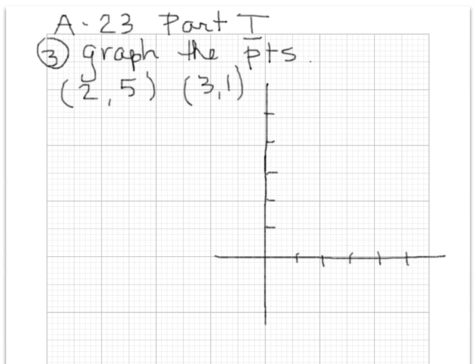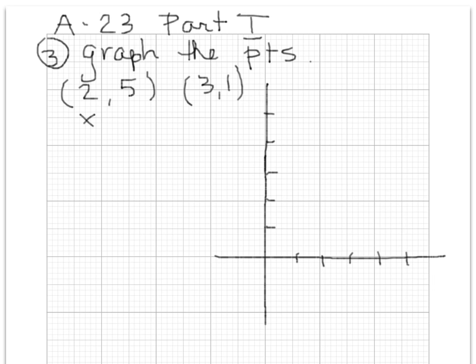Alright, so here we go again. I am doing assignment 23, part 1, reteaching. So I'm going to go ahead and draw the graph that they have for number 3. When I looked at the graph, they have the point 2, so that's 2, 5.